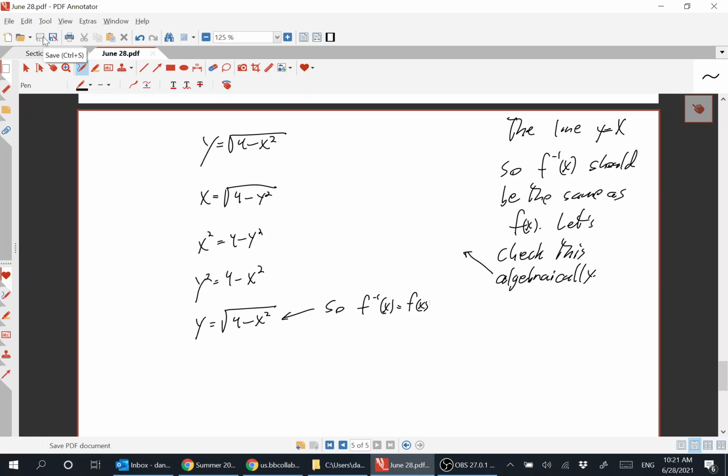For problems 37 through 48, will they all be each other's inverse? 37 to 48? Yeah, right. They're just asking you to show that this function is the inverse of that one. But yeah, they actually all are inverses of each other.